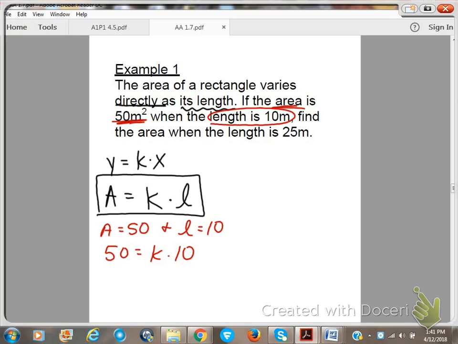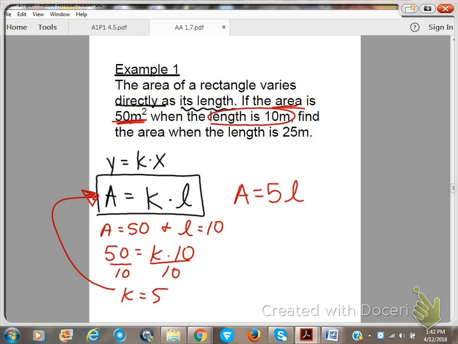If you want to get K by itself, divide both sides by 10. K equals 5. Everybody okay up to that point? Okay. Now you take that K value and you plug it back into your formula. So we have A equals 5L. On the 4 through 14, that's when you would have been done because they just asked you for a formula. You solved for K, you plugged it back in, boom.